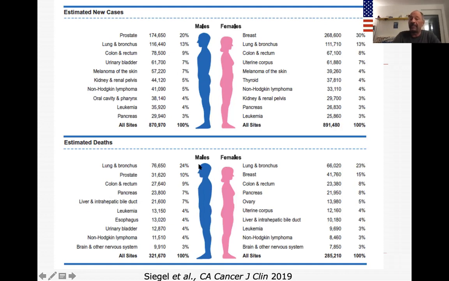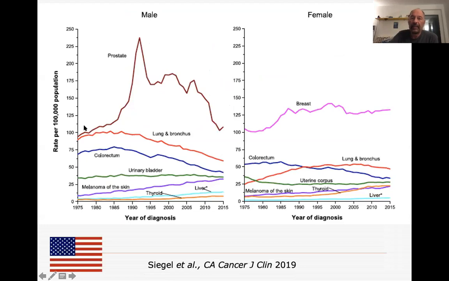In terms of mortality, instead, the first place is always lung, second place is the one that was first in incidence, prostate and breast, third place colon again, and then you see the fourth place is pancreas, which is surprising again, because this is pretty low in terms of incidence, but becomes pretty high in terms of mortality because of the very poor cure rate.